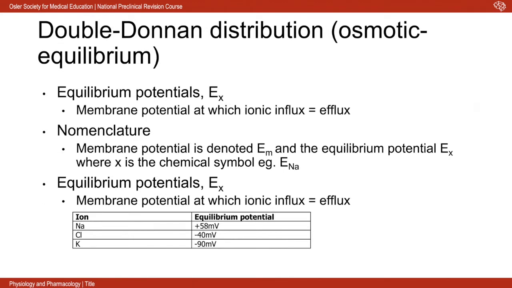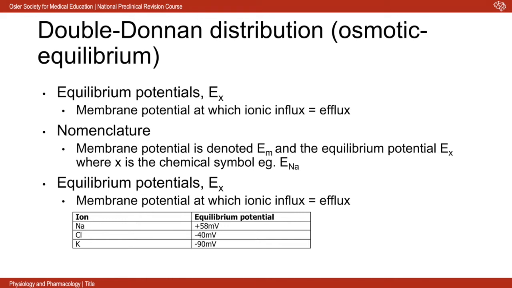So next, this item is on the right side of the syllabus. For each ion, there is a voltage difference across the membrane, which would create an electrical potential that would balance the ion's concentration gradient to make both influx and efflux equal. The membrane potential is denoted EM, and the equilibrium potential is EX, where X is the chemical symbol. For instance, the equilibrium potential of sodium is ENa.